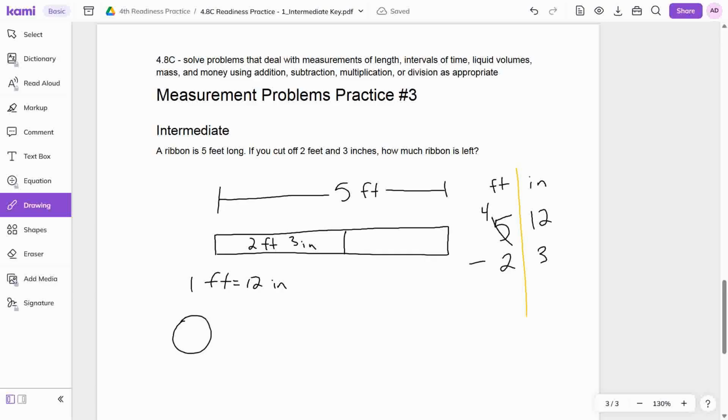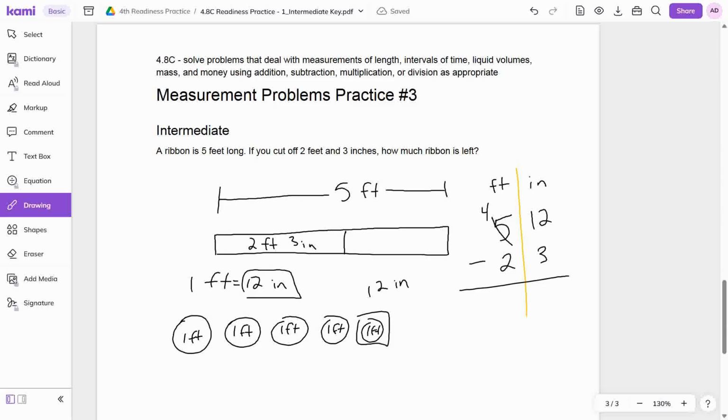Just think about it. We've got 5 feet. If these are all feet, right? 1 foot, 1 foot, 1 foot, 1 foot, and then here's 1 foot. We know that 1 foot equals 12 inches, so I'm going to take this foot right here, and I'm just going to rename it as 12 inches. That leaves me with 4 feet and 12 inches. If you could do that, now that's pretty simple. We've got 9 inches, and we've got 2 feet. So we can say there is 2 feet 9 inches left.